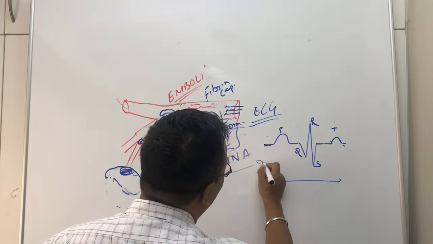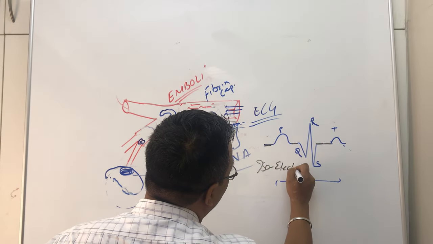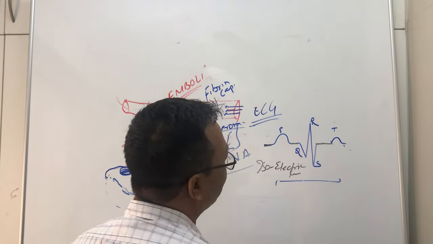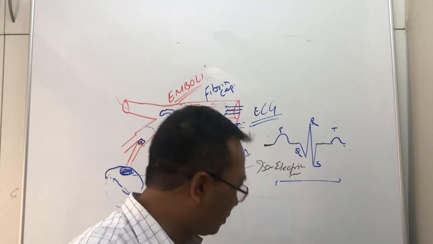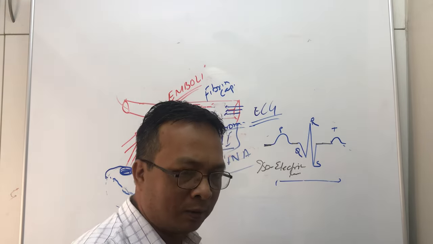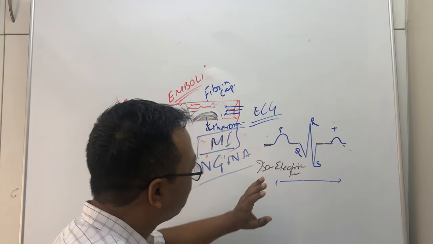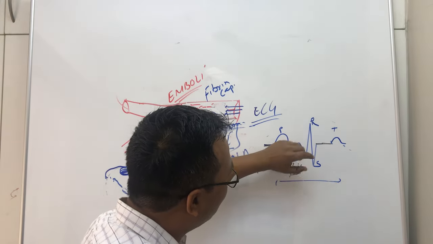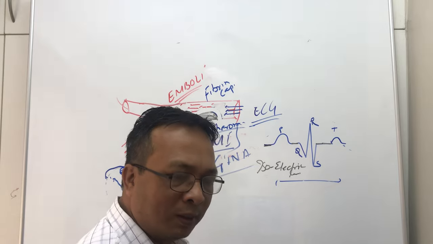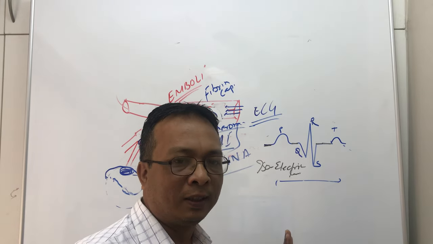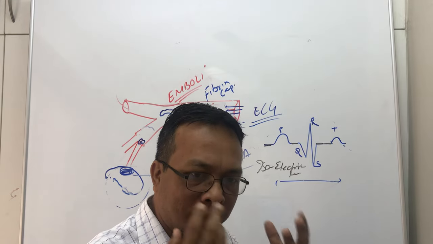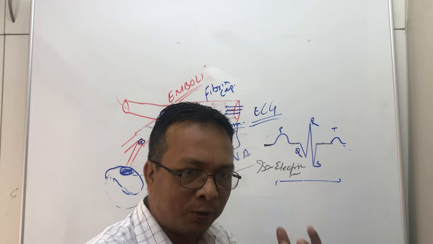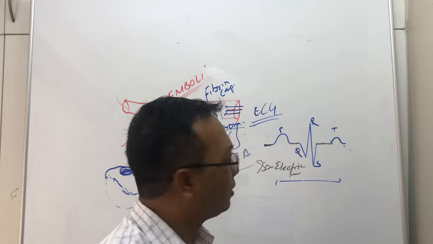We call it the isoelectric line. Just as a beginner, I'm not trying to complicate your mind. It's a first class on heart attack. When you see the ECG, at first you will not understand anything. It happens to everyone, because your eyes need to be trained. You need to train your eyes fast.